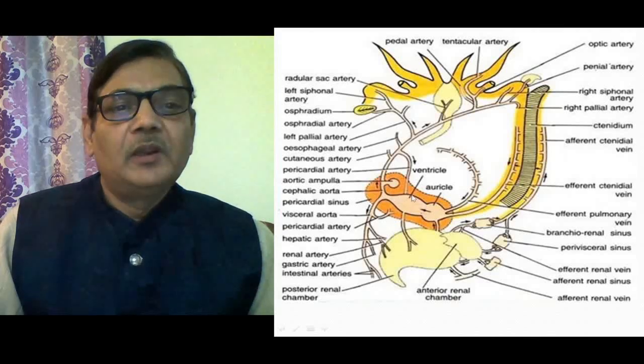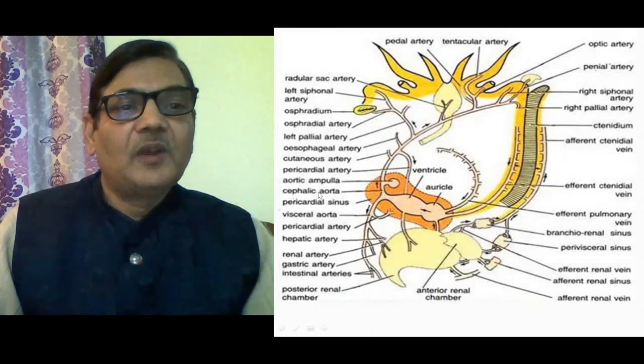So the ventricle is a highly muscular structure, formed by very thick muscles. It is an elongated structure. When this contracts, the blood will flow into two major blood vessels. The anterior one is referred to as the cephalic aorta. This is the cephalic aorta. And the other one is the visceral aorta. So these are two major blood vessels.